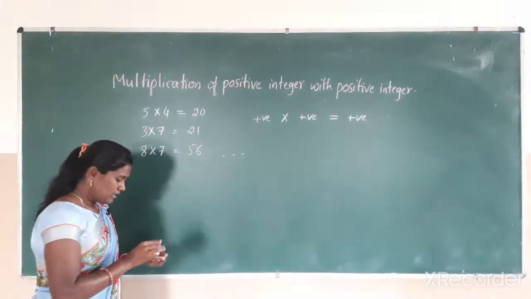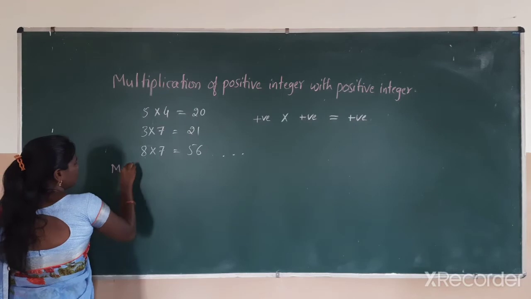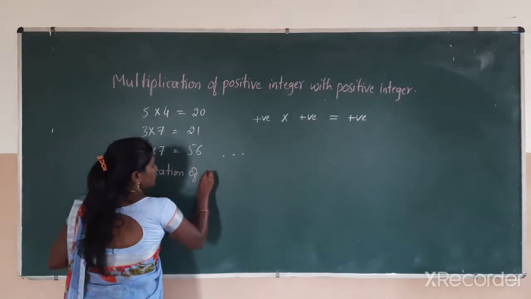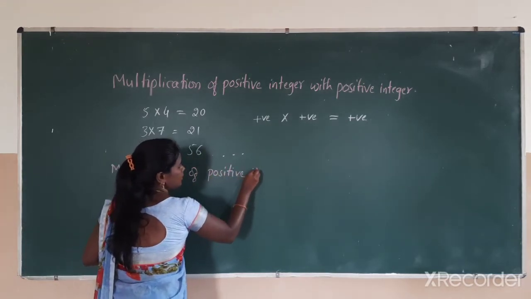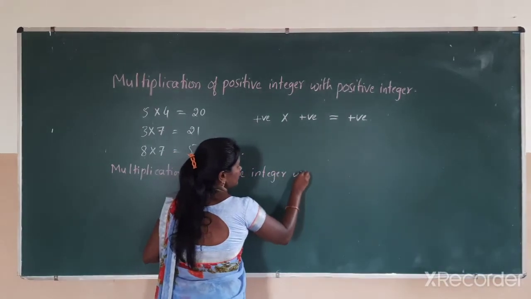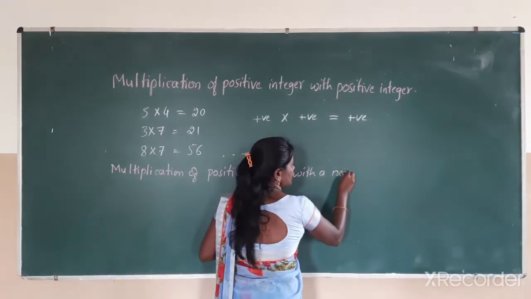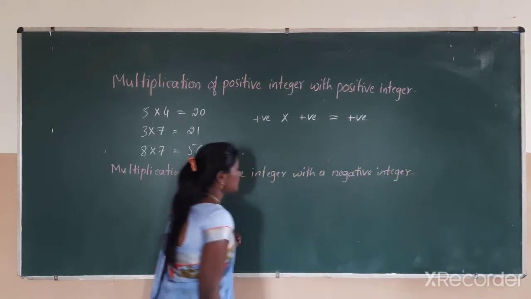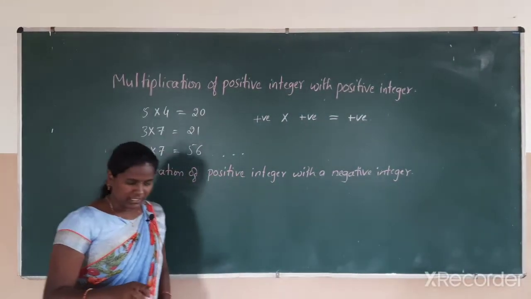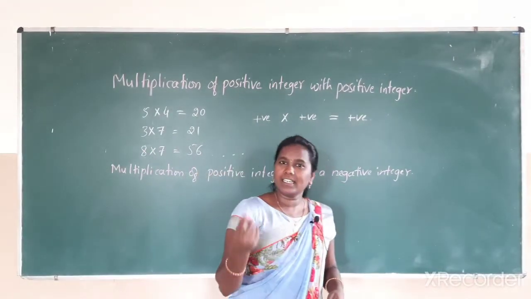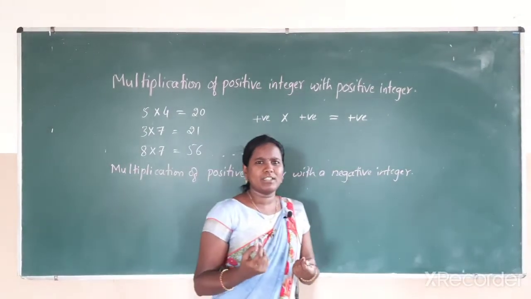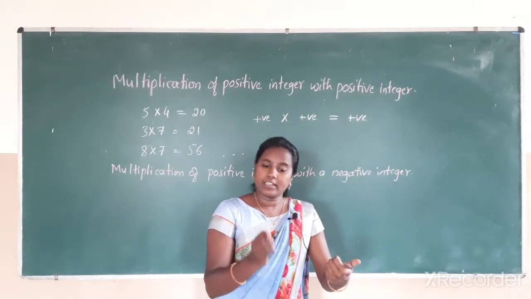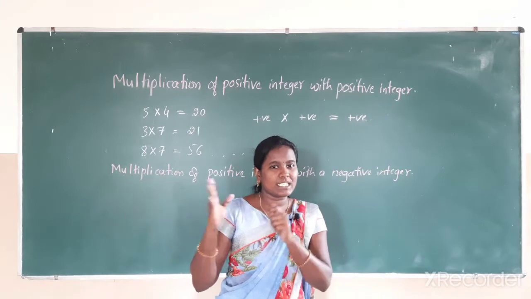Is it clear? Okay, now we will go for the multiplication of a positive integer with a negative integer. What happens when a positive integer is multiplied with a negative integer, or a negative integer is multiplied by a positive integer? What will be the product? Of course, it is always negative. If positive is multiplied by negative or negative is multiplied by positive, the product is always negative only.